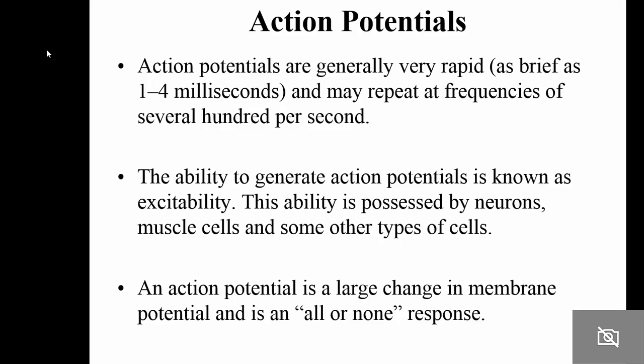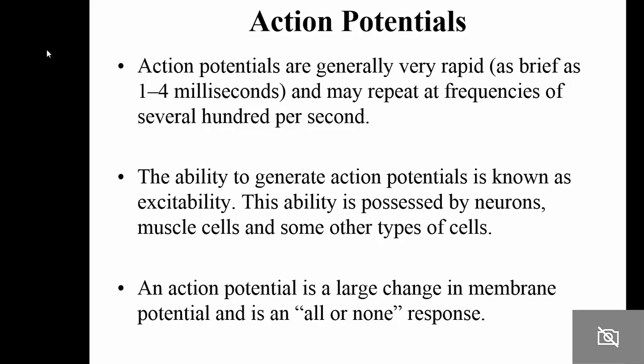The ability to generate action potentials is known as excitability. There are very few cells in the body that have this capability. Muscle, nervous, neurons, and then there are some GI and some glandular cells that have this capability. But for the most part, it's mostly muscles and neurons that have it. So if that's all you remember from this class, good enough.